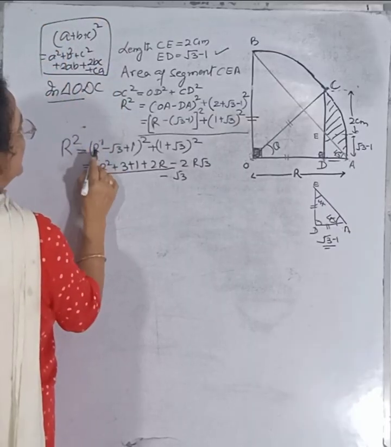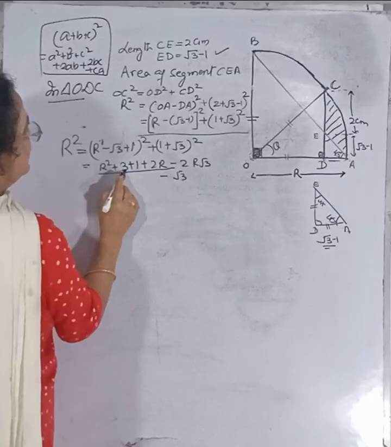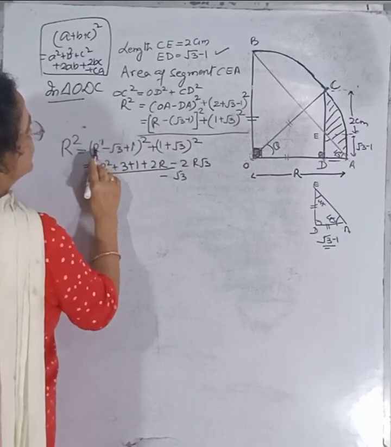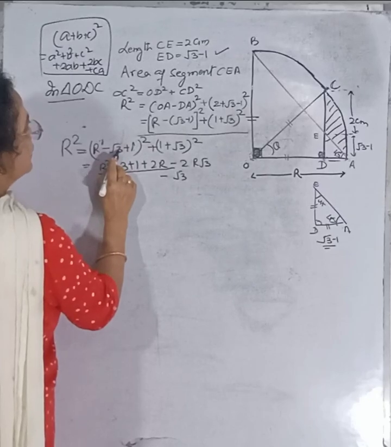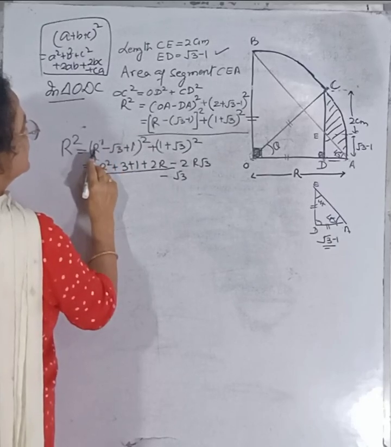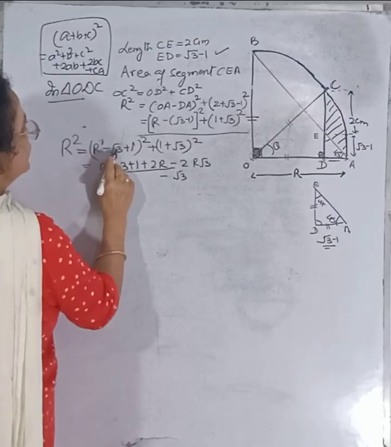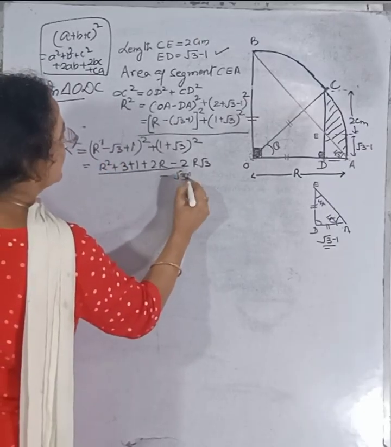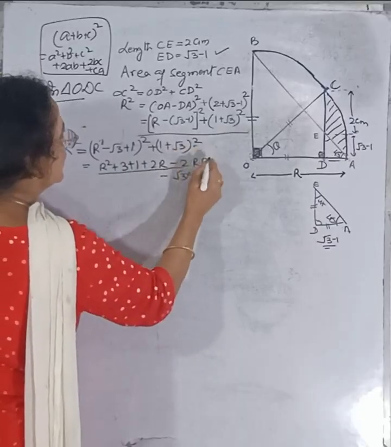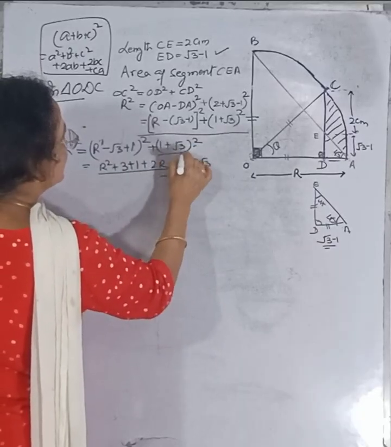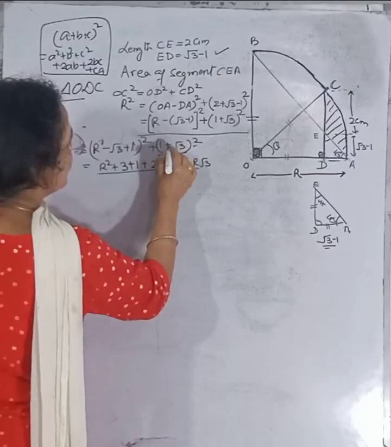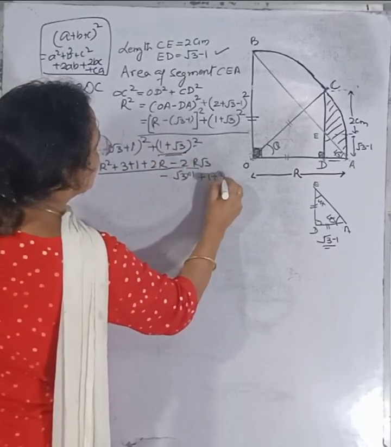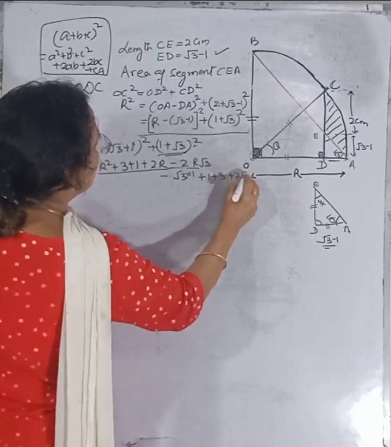A plus B plus C. A square plus B square plus C square plus 2 times A into C minus 2 into R into root 3, and minus 2 into root 3 into 1. Okay? This portion is remaining till now. Now we have to expand this also. This can be expanded as 1 plus 3 plus 2 root 3.